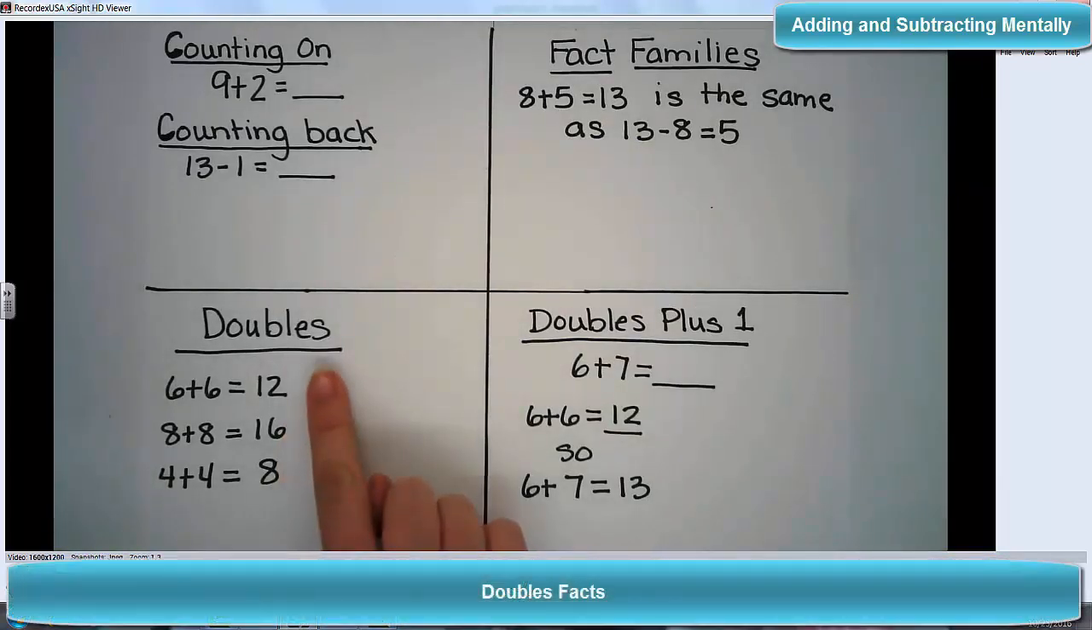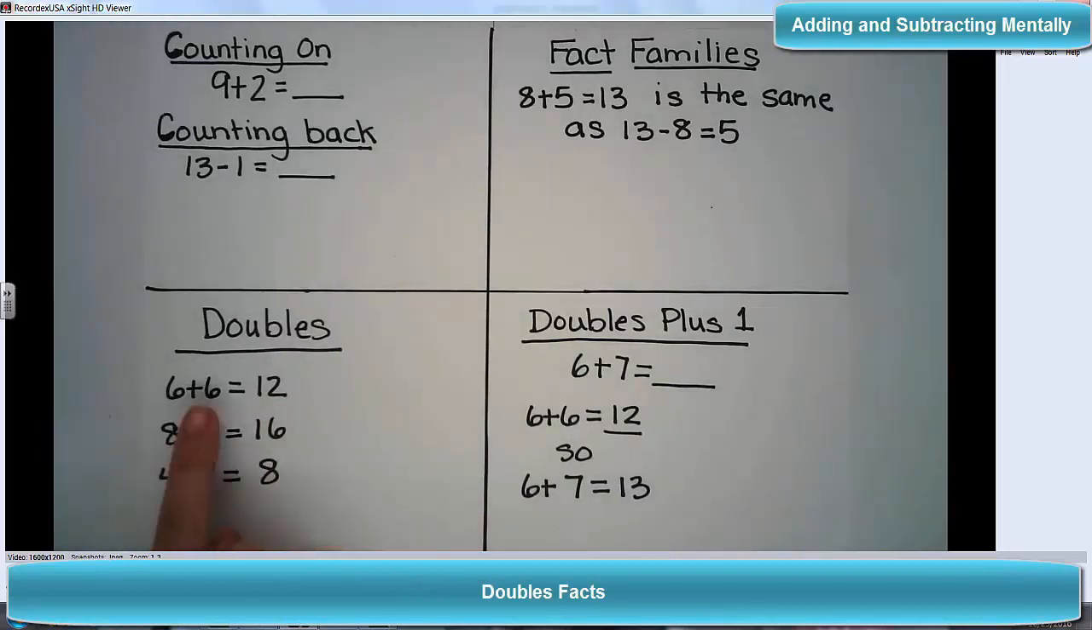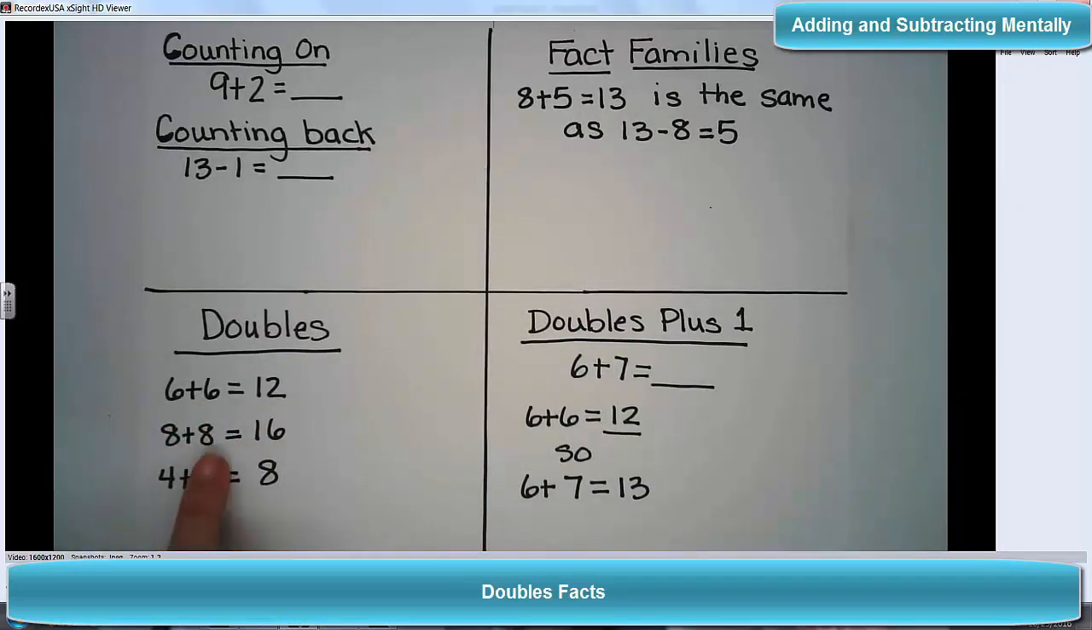Doubles facts are equations that have the same number: 6 plus 6, 8 plus 8, 4 plus 4. Students need to practice these facts regularly so that they know the answers fluently.